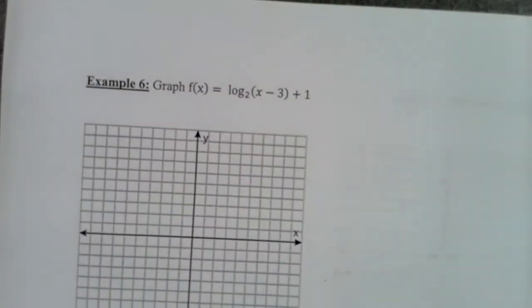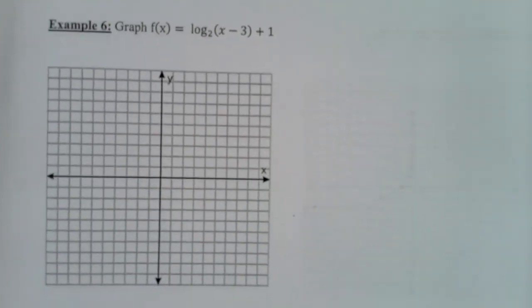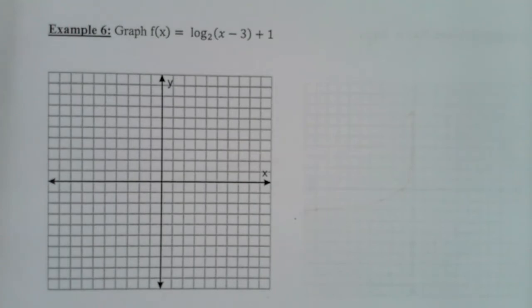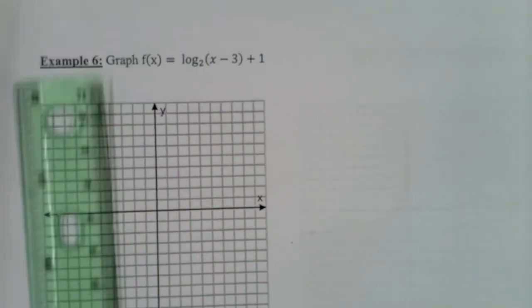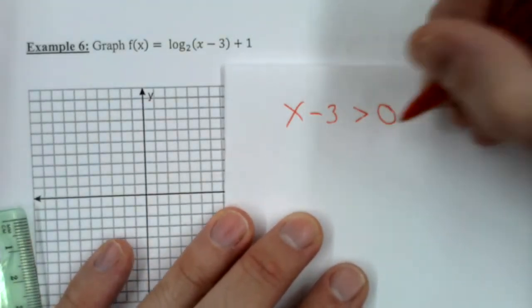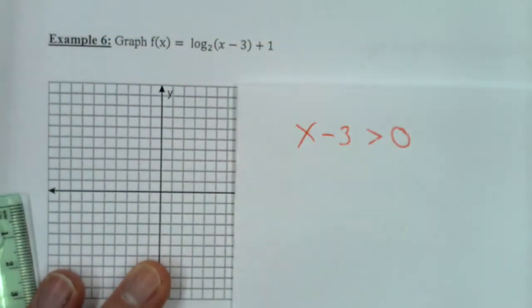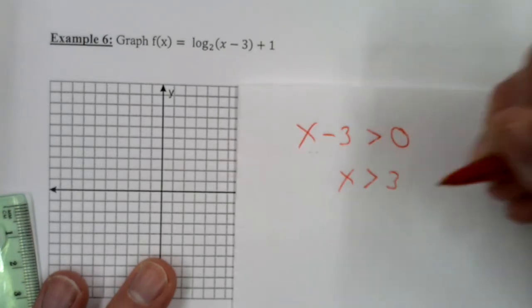Okay? The asymptote for this one. Let's think about that. What is the asymptote for this one? Well, there's a few ways to think about that. That -3 means you're shifting to the right 3. So the asymptote is going to be 3. Or think about it like this. The argument, in this case x minus 3, must be greater than 0. So that means x has got to be greater than 3 when you solve that.